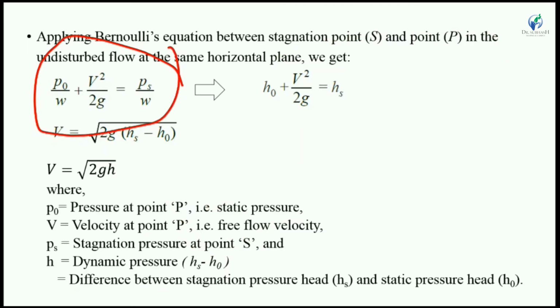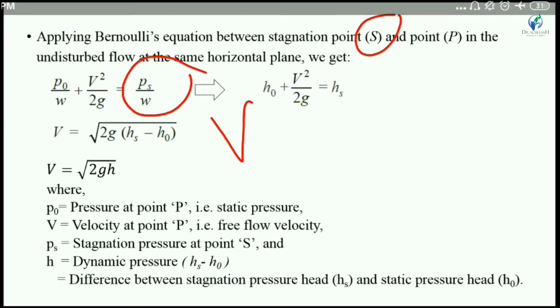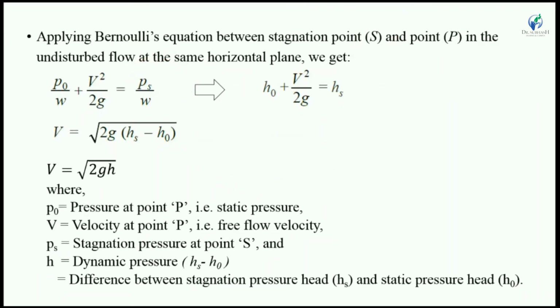We also discussed that at the stagnation point S, the velocity is 0. So there is no kinetic energy; at the stagnation point there is only pressure energy. So on the right side only pressure energy is there, PS upon specific weight. Now at point P, the pressure energy is P0 upon specific weight and kinetic energy V square upon 2g, and potential energy is not considered because it is cancelled.